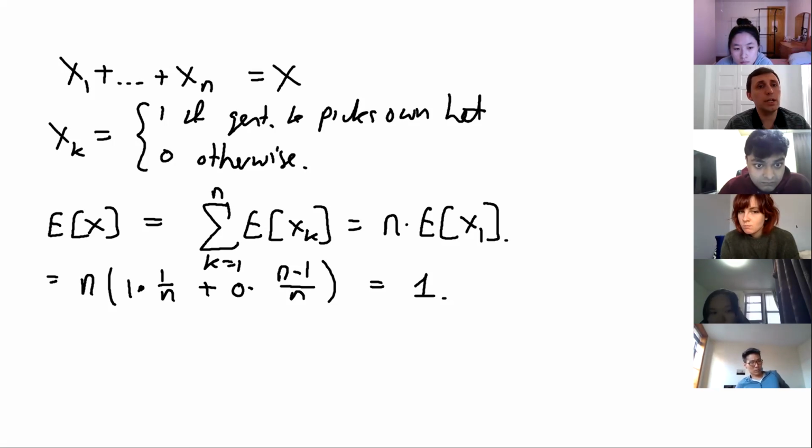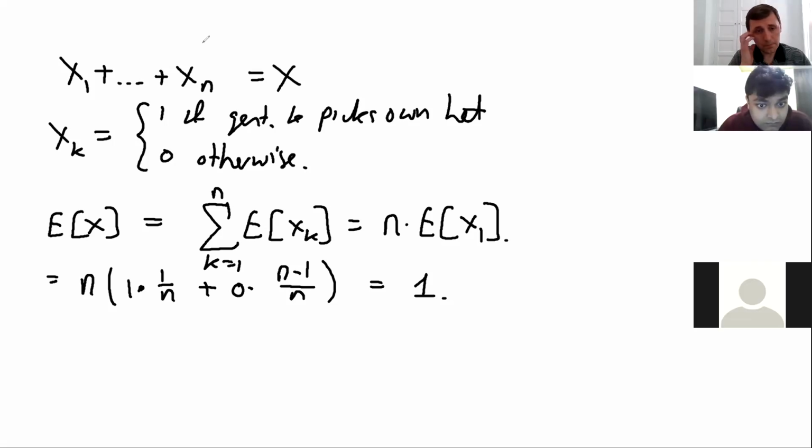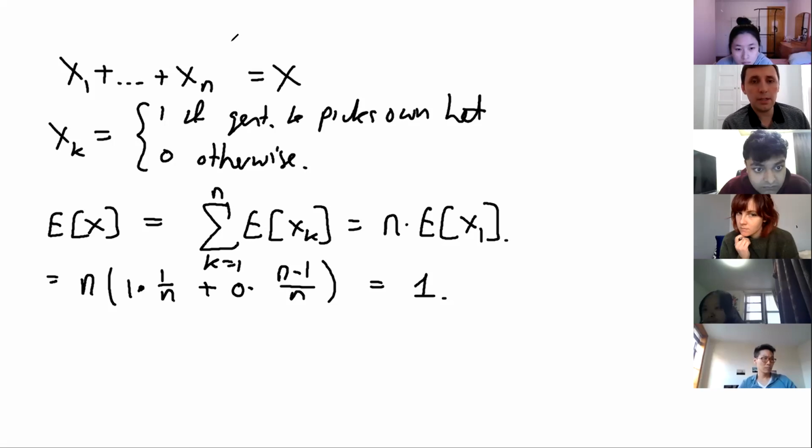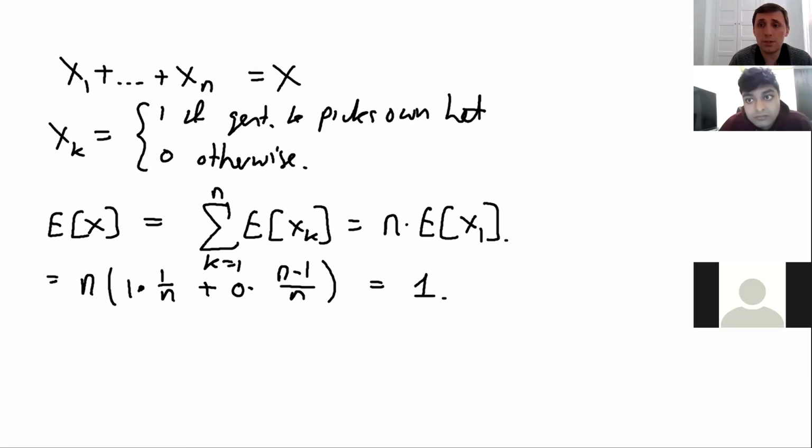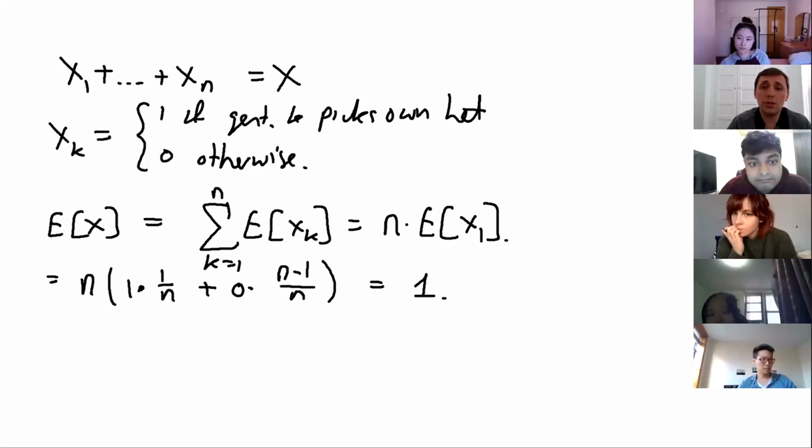Now let's try to calculate the variance, guys. In this case, let me just ask you, are the xk dependent or independent? x1, x2, x3, are they dependent or not? Yes, Sarah, correct. They are clearly dependent, guys, because if person 1 picks hat number 2, person 2 cannot pick his own hat. So the action of any one of them influences the action of the other. So they are not independent variables.